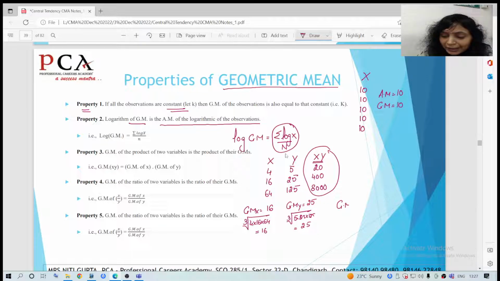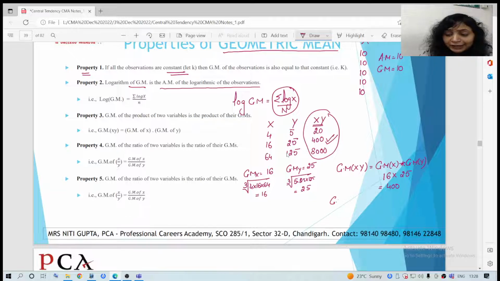We can say the geometric mean of xy is equal to the geometric mean of x into the geometric mean of y. The geometric mean of x is 16 and the geometric mean of y is 25. So our answer is 400. If you compute the geometric mean of this series directly, you get the same answer, 400. Similarly, if we want to find the geometric mean of the division of two series, x upon y, you have to find the geometric mean of x upon the geometric mean of y. So your answer is 16 upon 25. So these are the properties of geometric mean.